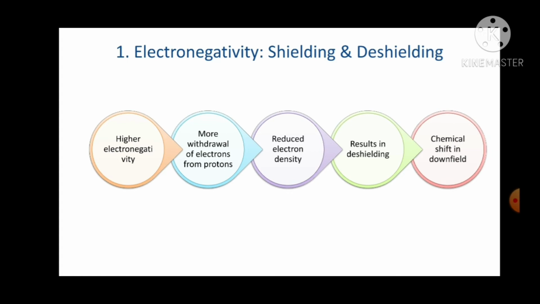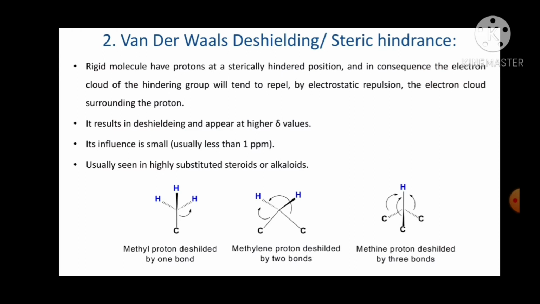The higher the electronegativity, the more withdrawal of electrons from the proton, and that will reduce the electron density surrounding that particular nucleus of the proton, which results in deshielding. Because of the deshielding, the chemical shift value will be in the downfield region, towards 12.